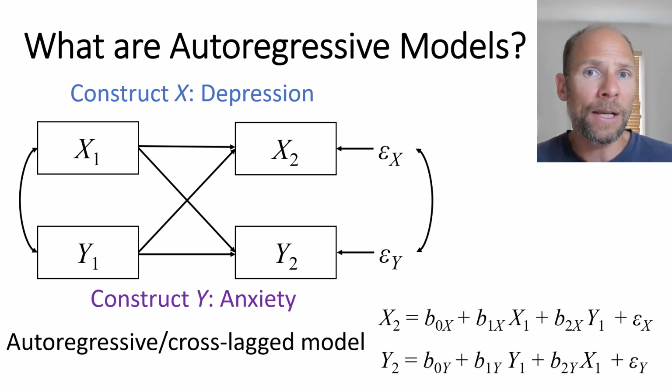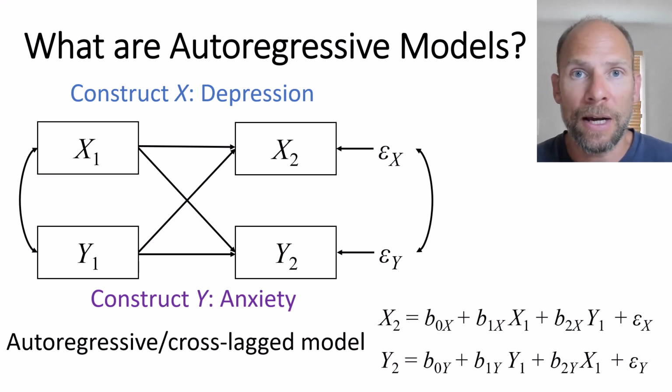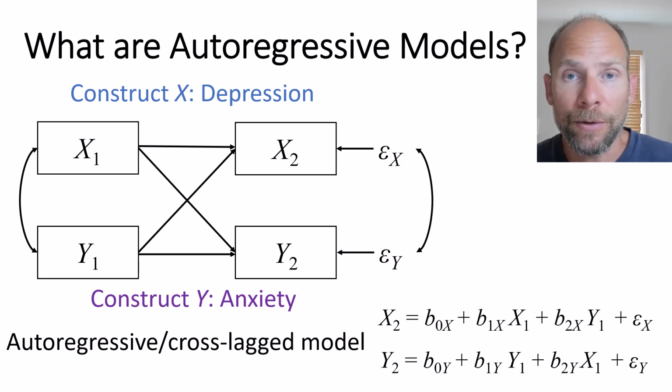Now, how is a model like this estimated? Obviously, it's a multivariate regression model, because it has 2 outcome variables, x2 and y2. So you can't estimate that with a standard OLS regression routine as in SPSS, for example, because a standard regression model includes only 1 outcome variable. So we'd have to use a multivariate regression model.